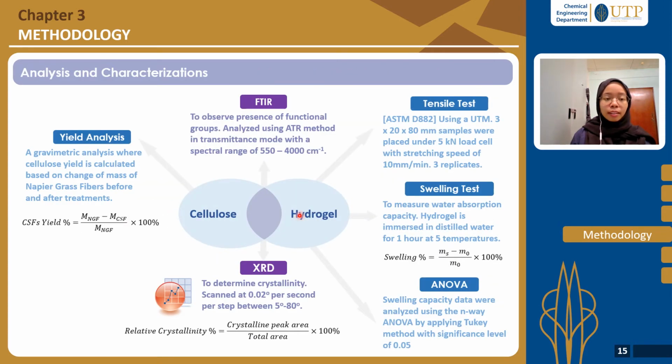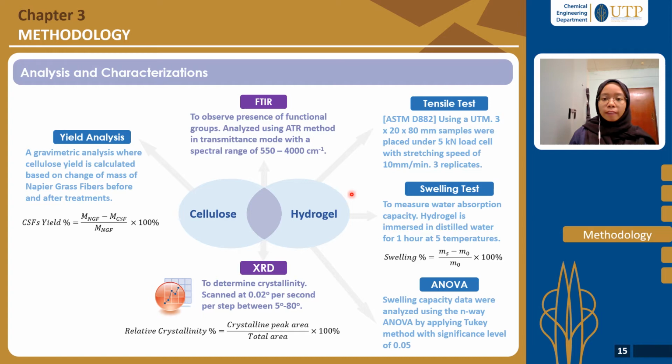Alright, then with the experimental procedures, now we move on to the analysis and characterizations methodology. So generally we have 6 analyses in which both cellulose and hydrogels will undergo FTIR and XRD analysis. So FTIR is done to observe the presence of functional groups, while XRD is to determine the crystallinity of the compounds. And for cellulose, we have extra analysis, which is the yield analysis, which we calculated the cellulose yield based on the change of mass.